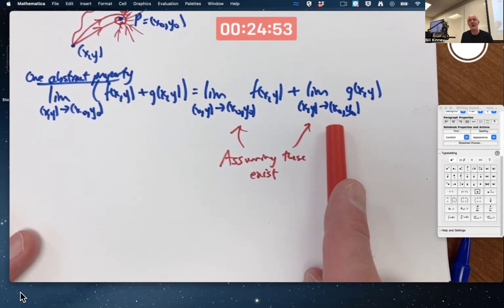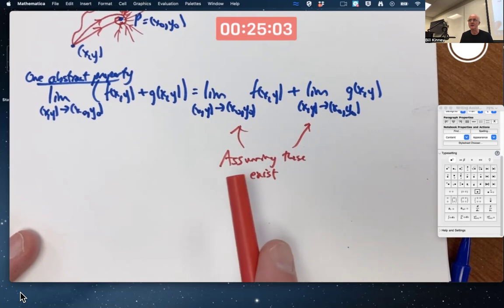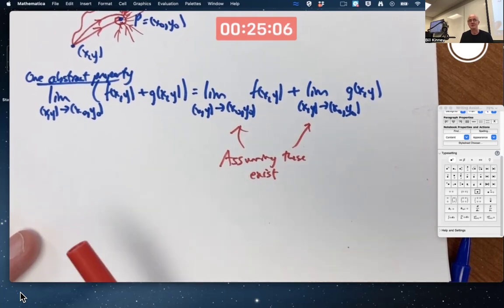Okay? Again, all these things are important. They are technically useful. A couple of your homework problems are purely abstract problems. No formula for f and g, but you need to use these properties to get the right answers. Okay? They are worth emphasizing to some degree.